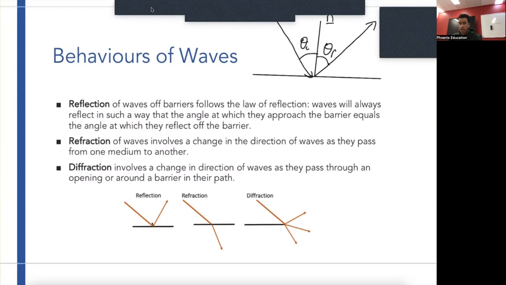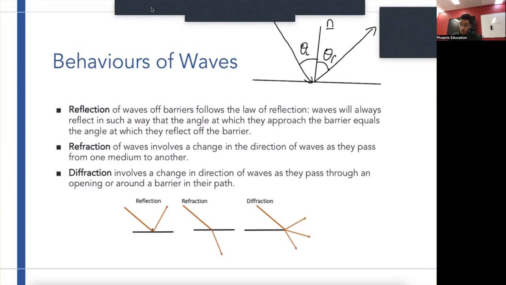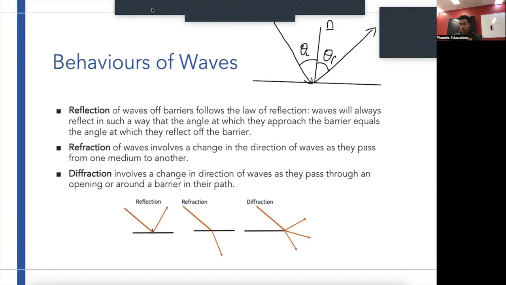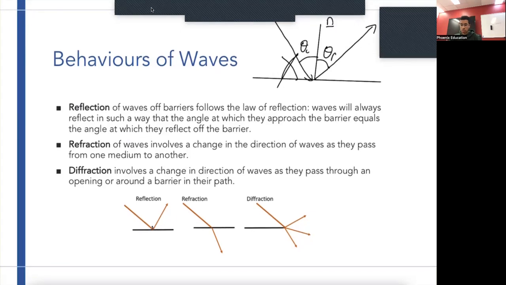It just states that the angle of incidence, the angle at which this wave hits, is the same as the angle of reflection. And don't get confused. When you're given these types of questions, make sure it's always measured from the normal. It's never measured from this surface here. This is wrong. Okay, it's always measured from the normal.